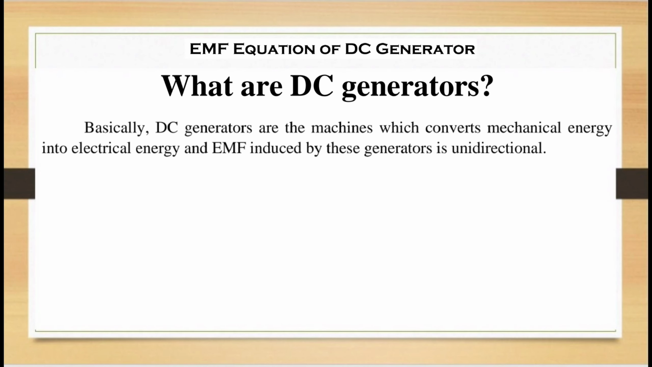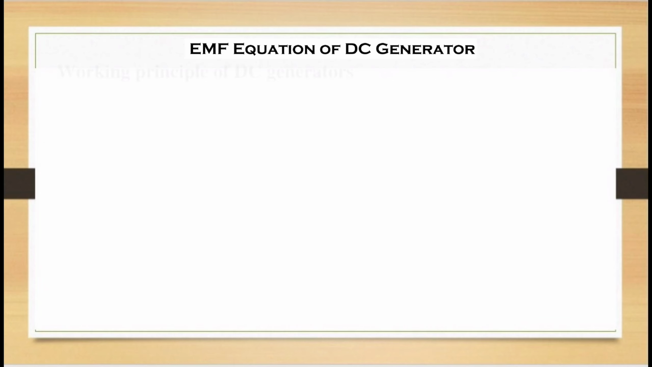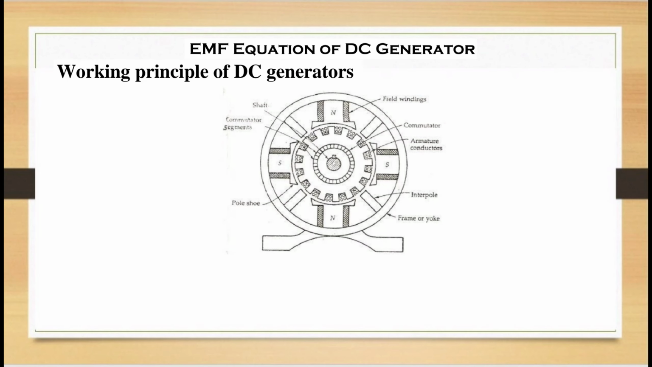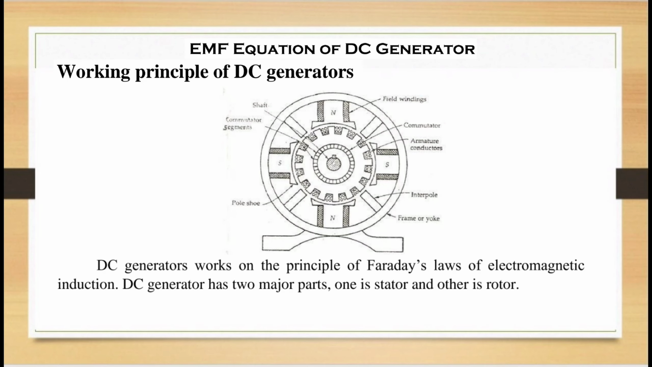Basically, DC generators are machines which convert mechanical energy into electrical energy, and the EMF induced by these generators is unidirectional. Let us move on to the next, that is the working principle of a DC generator. DC generators work on the principle of Faraday's laws of electromagnetic induction.